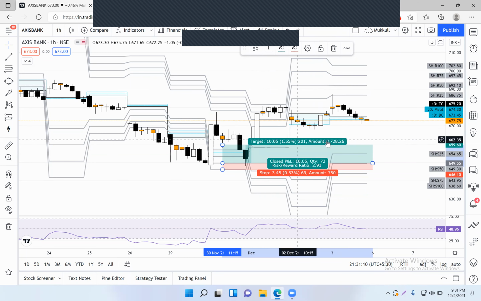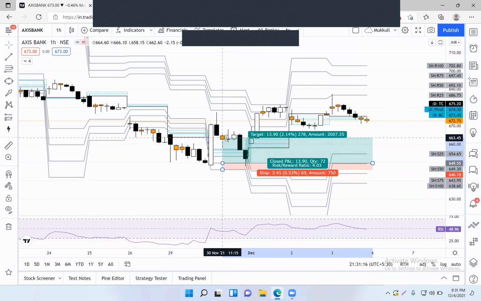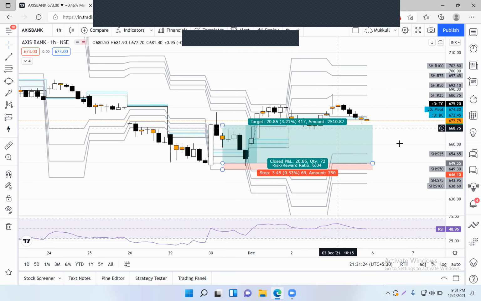Correct? So it's okay according to this setup, because you will get many stocks based on this setup. You just have to go according to the rules and place your bets here. So almost you got 3% here. Sorry, not three, more than that.